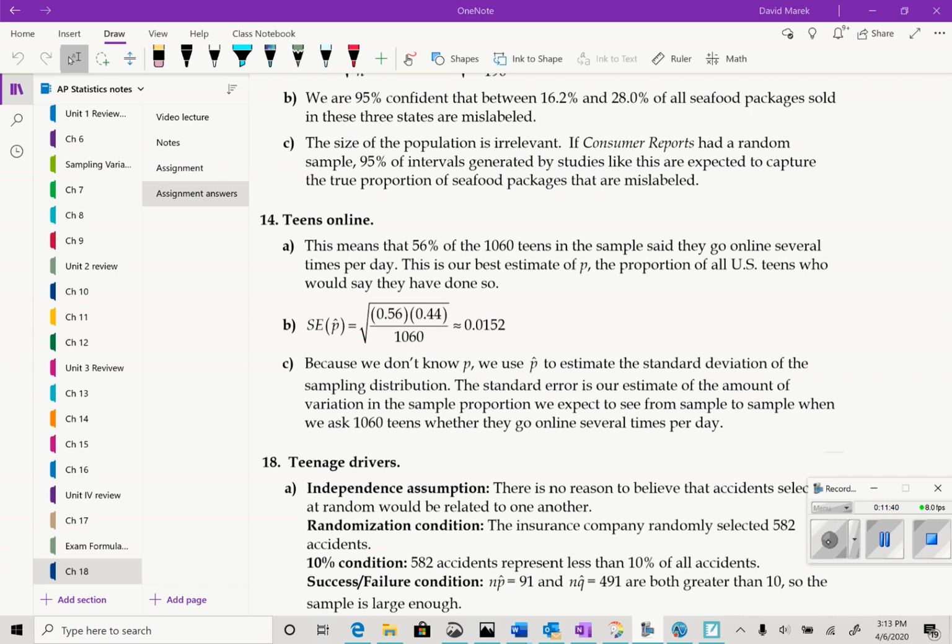This is our best estimate of p, the actual proportion of the population of all US teens. So again, be very careful on the AP exam that it's not saying 56% of all teenagers. No. 56% of the 1,060 teens in this sample. Make sure you quote, and if you can, refer to the number of the sample size there. Quote that directly.